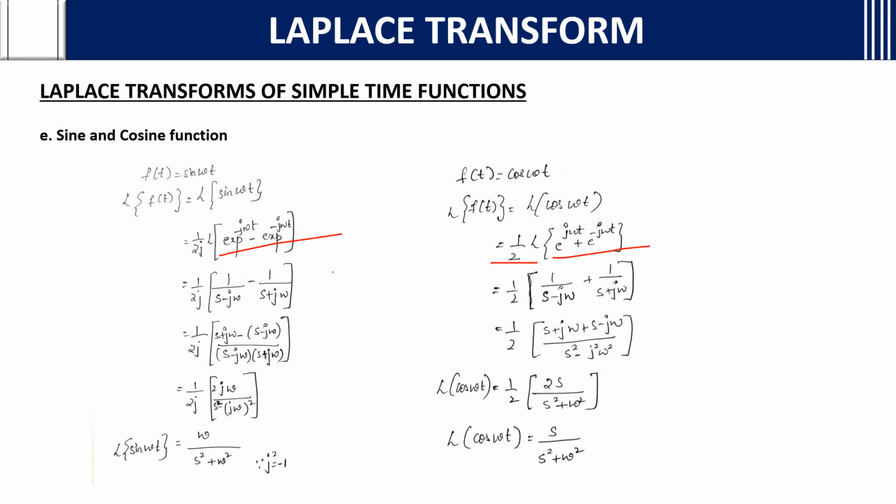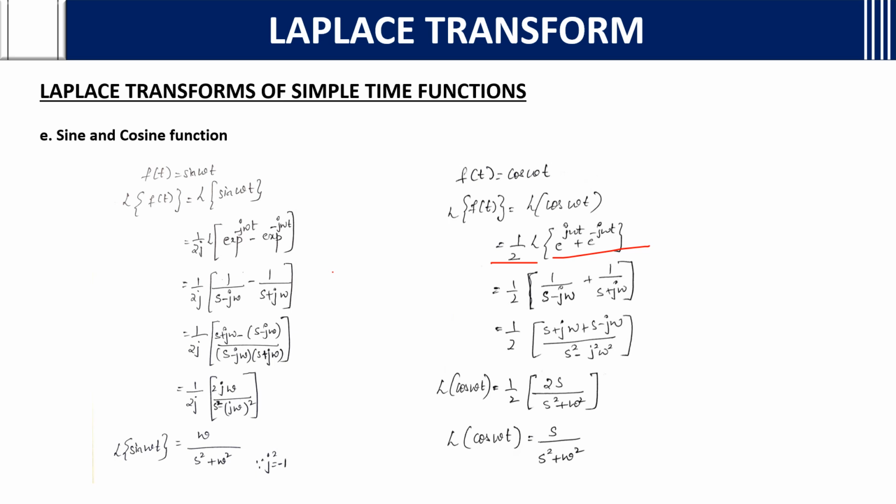only this. When you apply the Laplace transform, e^theta, if this j omega you can consider as alpha, so e^(j omega t) is exponential of alpha t. If it is plus, then it is 1 by s minus alpha, so 1 by s minus j omega. Minus j omega t means 1 by s plus j omega. If you substitute and take LCM, you will get omega by s square plus omega square.